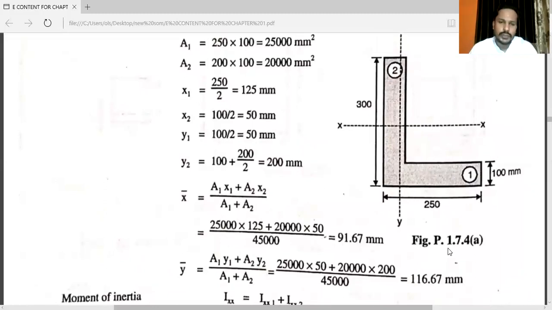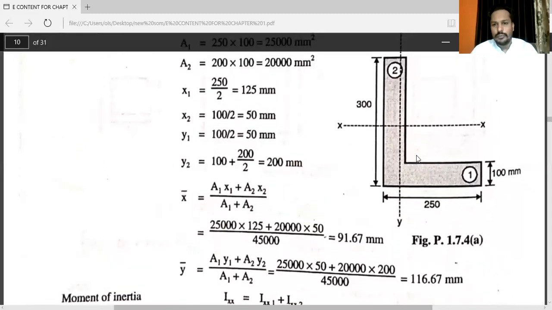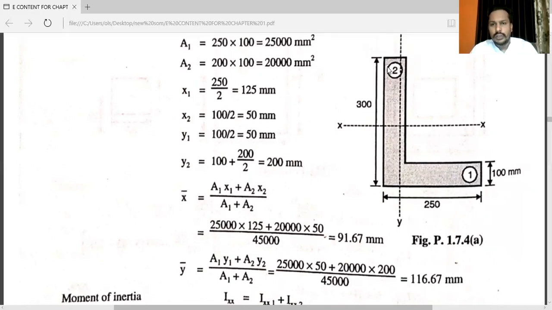But while solving, both things are very important. Putting the right value in the calculator, and the another thing is drawing this diagram very carefully. So you can use this diagram for further problem.